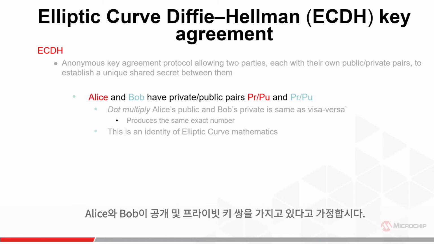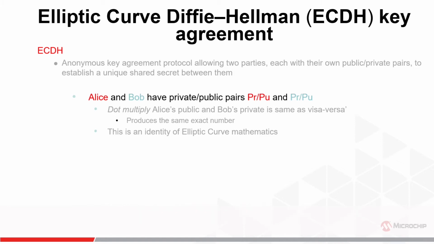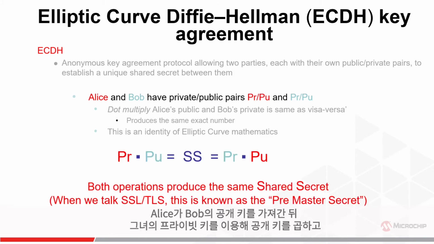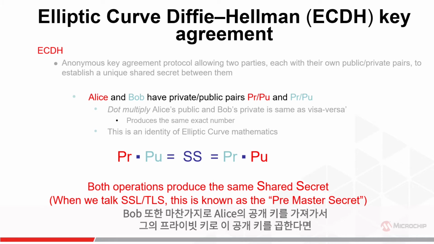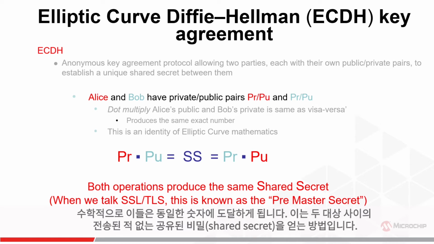Assume Alice and Bob have public-private key pairs. If Alice takes Bob's public key and dot multiplies it with her private key, and Bob does similarly if he takes Alice's public key and dot multiplies it with his private key, magically, they will arrive at exactly the same number. This is a way of arriving at a shared secret between two parties that never has to be transmitted.